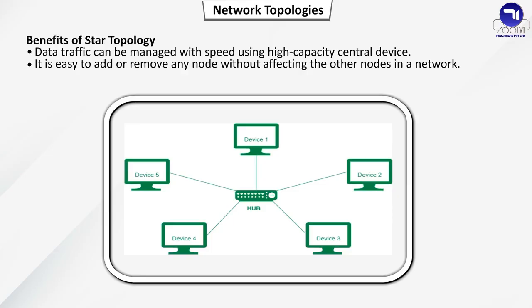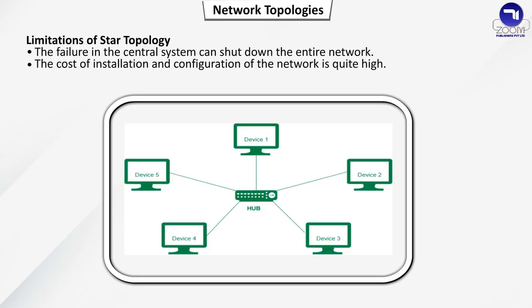It is easy to add or remove any node without affecting the other nodes in a network. Limitations of star topology. The failure in the central system can shut down the entire network. The cost of installation and configuration of the network is quite high.